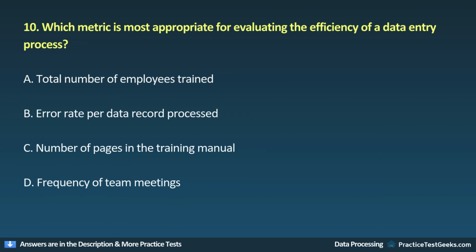10. Which metric is most appropriate for evaluating the efficiency of a data entry process? A. Total number of employees trained. B. Error rate per data record processed. C. Number of pages in the training manual. D. Frequency of team meetings.